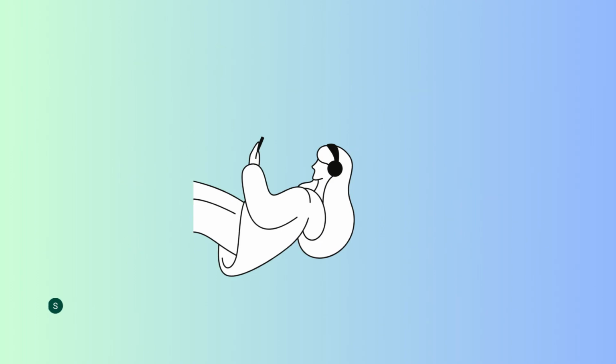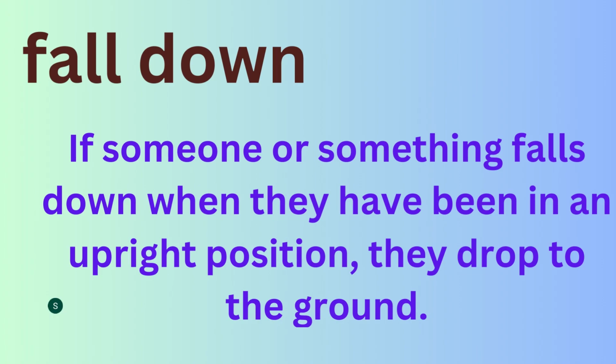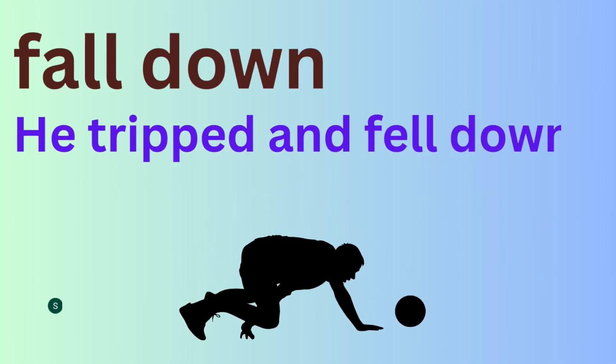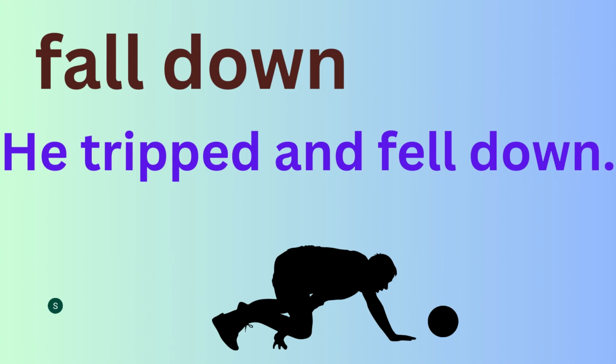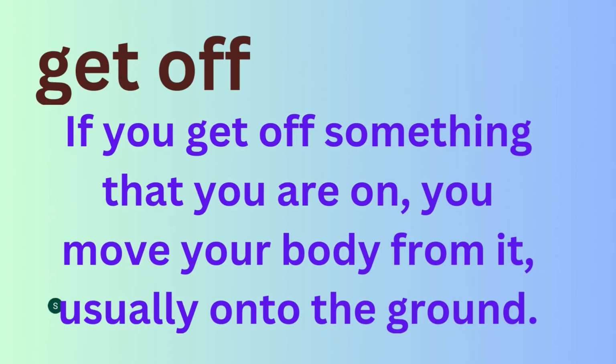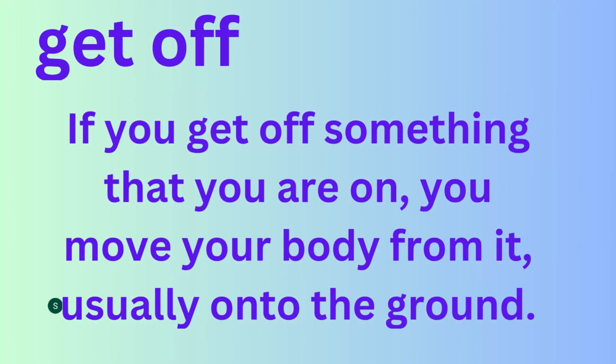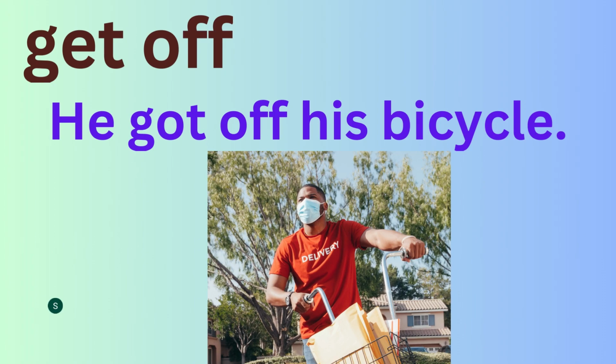Fall down. If someone or something falls down when they have been in an upright position, they drop to the ground. An example, he tripped and fell down. Get off. If you get off something that you are on, you move your body from it, usually to the ground. Example, he got off his bicycle.